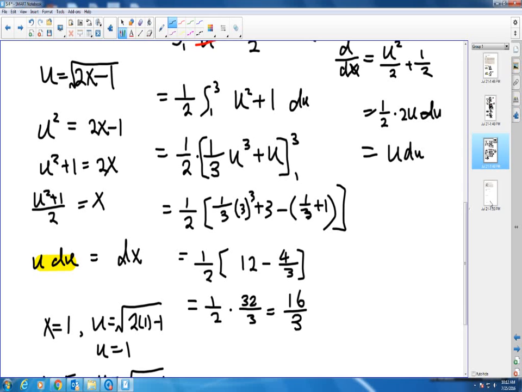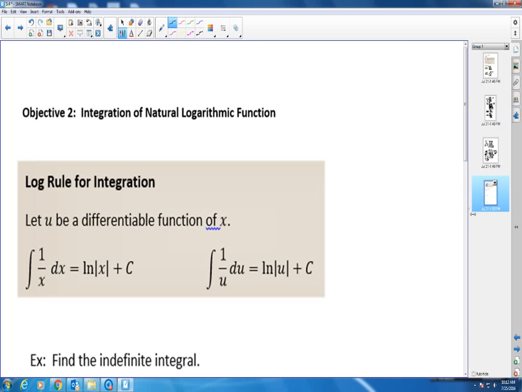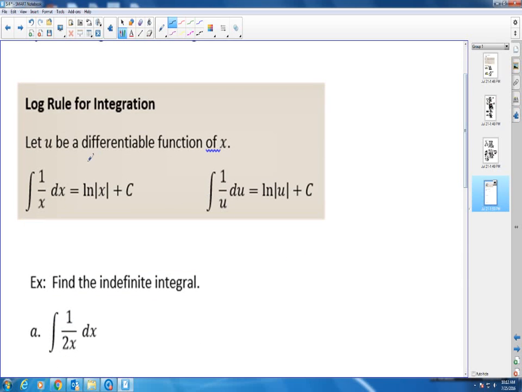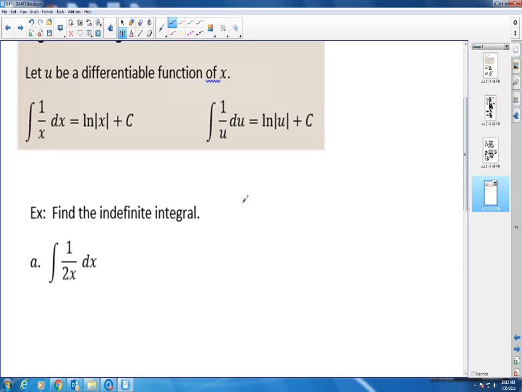Alright, I'm going to wrap up this lecture video with a little bit of integration on natural log functions. Okay, so let u be a differentiable function of x. Normally, as you can recall, I wrote this down before: the integral of 1 over x dx becomes natural log of absolute value of x plus c. So if I'm using u, that would be natural log of absolute value of u plus c. I want these problems to look like this pattern here. Nothing hard, I just want to show it to you.